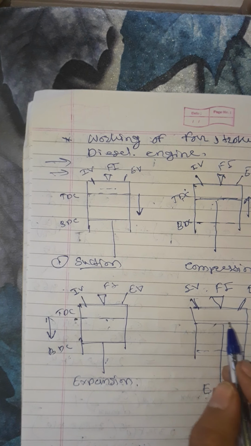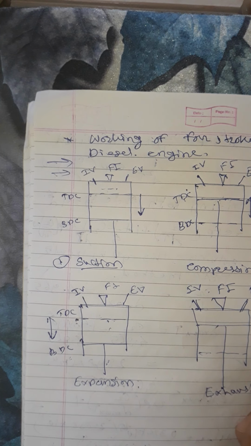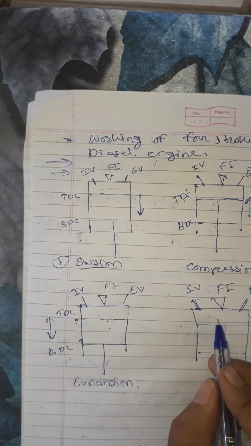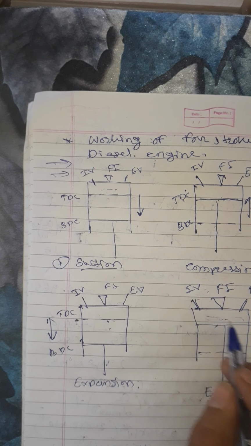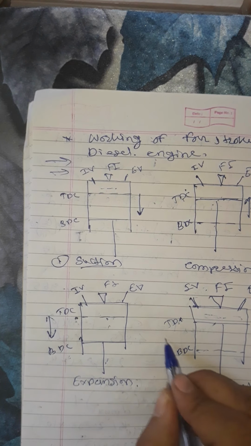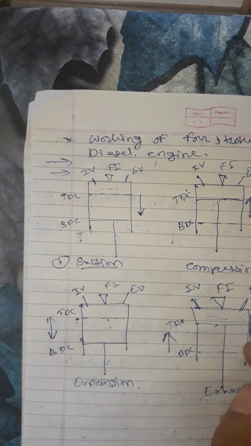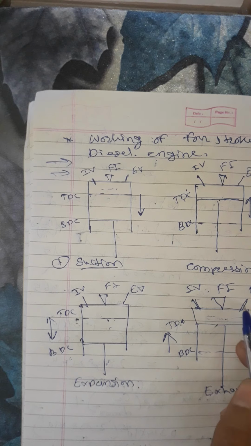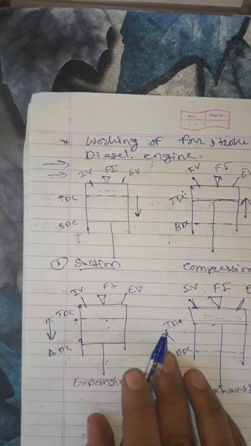Next, the exhaust stroke is the last stroke of this cycle. In this, what happens? The burned gases of the fuel are present in the combustion chamber. We have to remove these burned gases. So this is BDC, this is TDC. The piston moves from BDC to TDC. At this time the exhaust valve is open and the burned gases are removed through this exhaust valve, right? This is all about the 4-stroke diesel engine, right?